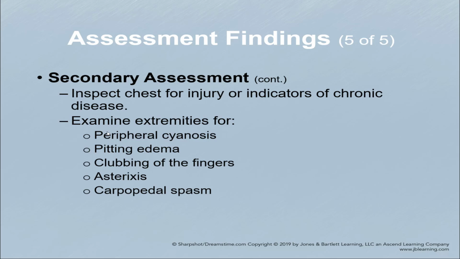Then you have your asterixis. That's a flapping tremor. When these patients get short of breath, they'll have a flapping sensation in their hand. And also carpopedal spasms, which are usually seen with hyperventilating patients. When we drop those CO2 levels, they'll pull their hands in toward their forearms, their fingers will lock up, and all that. That's usually secondary to a decrease in CO2 from hyperventilation.